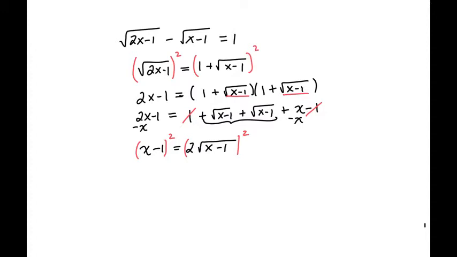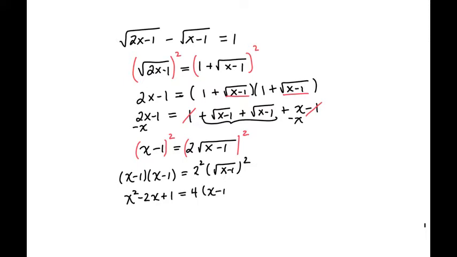So x minus 1 times x minus 1. On the right-hand side, you will square the 2, and you will square the square root of the x minus 1. X squared minus 2x plus 1 on the left-hand side, and on the right-hand side we'll have 4 times x minus 1. So it took several steps, but now we're down to a quadratic equation. We'll just need to set it to 0.